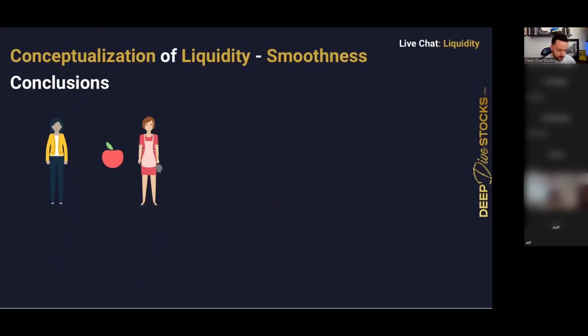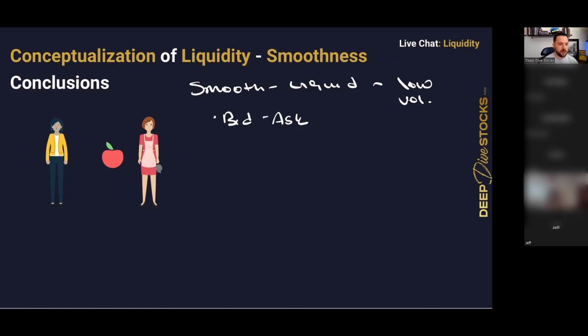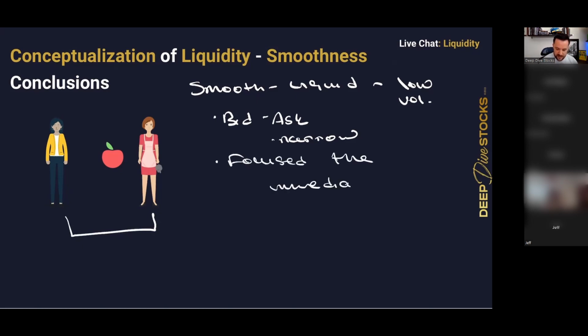All right, so to wrap up smoothness: when things are going smooth, things are liquid. When things are liquid, we have low volatility. This means that the bid and the ask are comfortable meeting each other at the ask, at the bid, or at some midpoint. The bid-ask spread is probably pretty narrow, because even when they do meet at the other side, they don't have to jump or make crazy allowances. And we notice too that in this particular instance, we're only focused on the immediate bid and the ask.